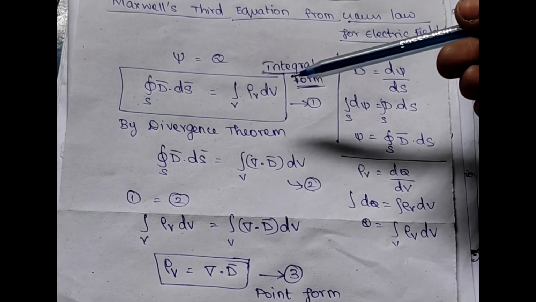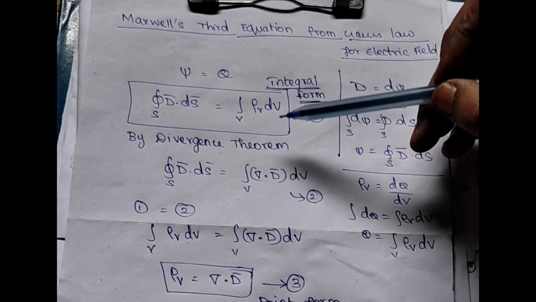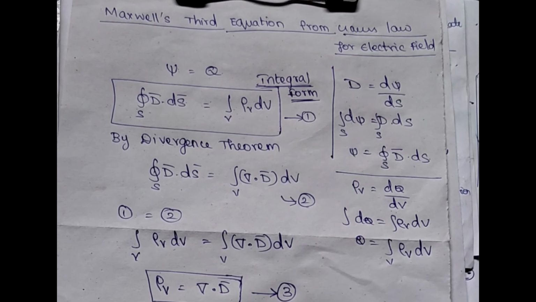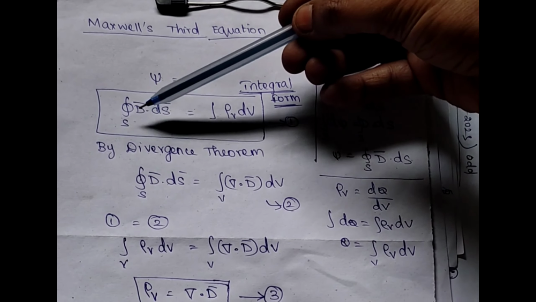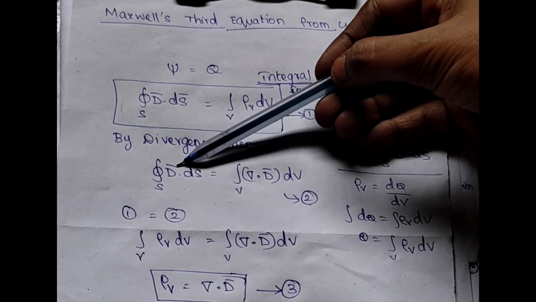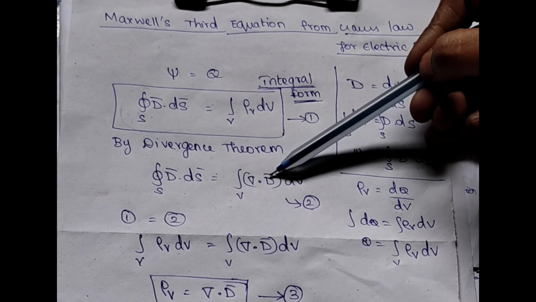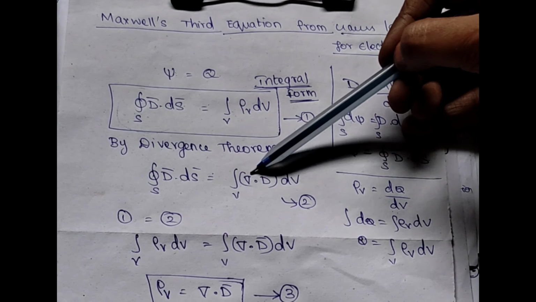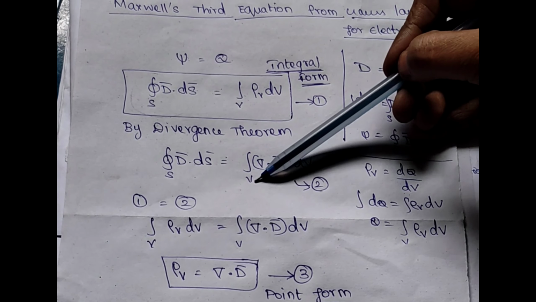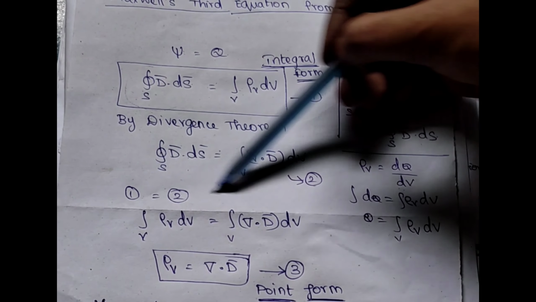We want to convert this integral form into point form. So for that, I want to use the divergence theorem. Divergence theorem is used to convert surface integration into volume integration. So what I am going to take here is surface integration of a vector is equal to volume integration of divergence, where we take del dot of the same vector. Here D vector, so here also you take D vector. So this is divergence theorem.